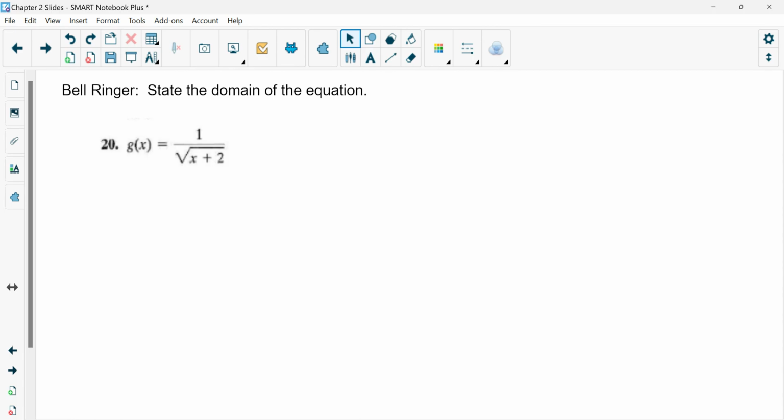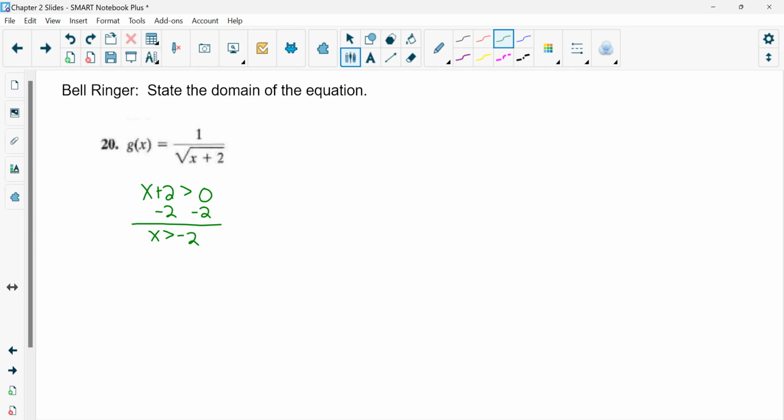positive, right? So we know that the radicand, what's underneath that square root, has to be something greater than or equal to 0. But since that radical is in the denominator of a function, can it equal 0? No. So our radicand has to be strictly greater than 0. It can't be equal to it this time. So in this case, we would subtract 2, and we would get x is greater than negative 2.